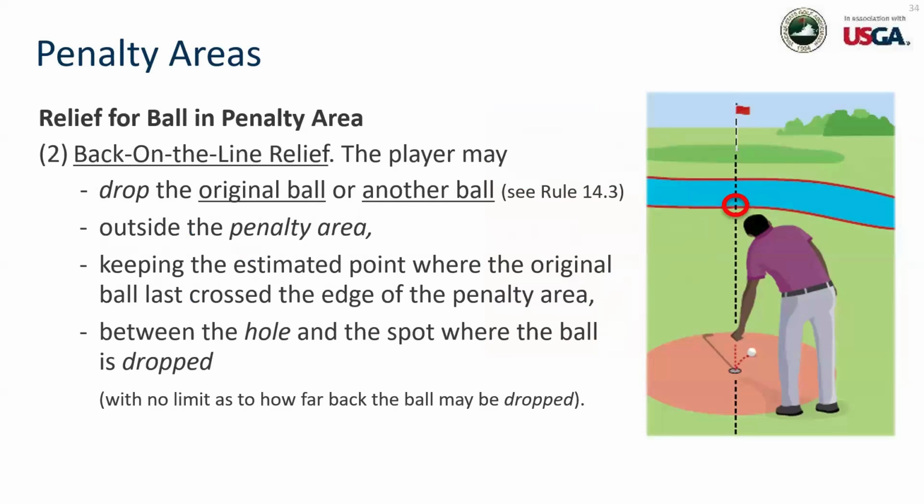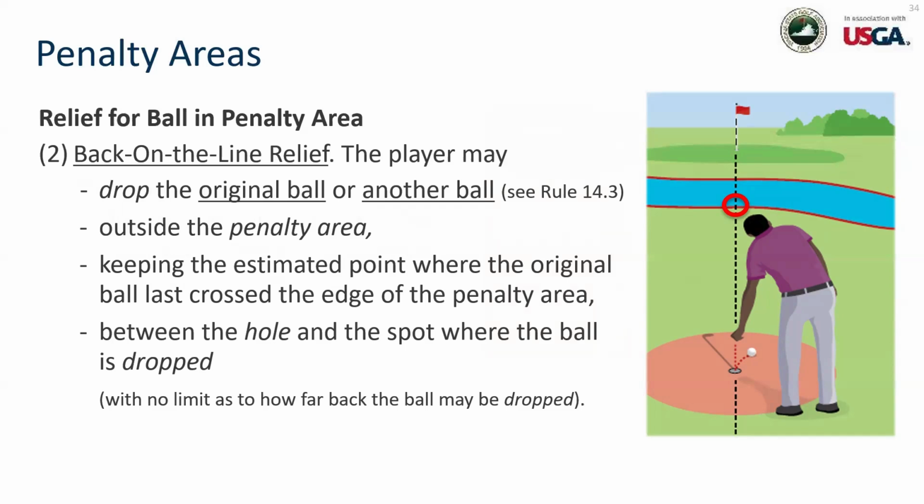Our next option for both yellow and red penalty areas is our back on the line relief. So I will call out that this did change a little bit a couple years ago. So this is probably one of the newer, bigger changes that we've had, but still similar to what we've seen before. So again, we're gonna have to go through and figure out what is our back on the line relief. So the player is gonna be able to drop either their original ball or another ball outside the penalty area, keeping the estimated point where that ball last crossed the edge of the penalty area between them and the hole. So essentially what we do here is we say, okay, where does your ball last cross that edge? That's circled in a red circle there.